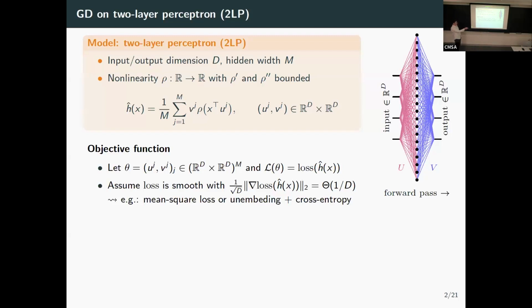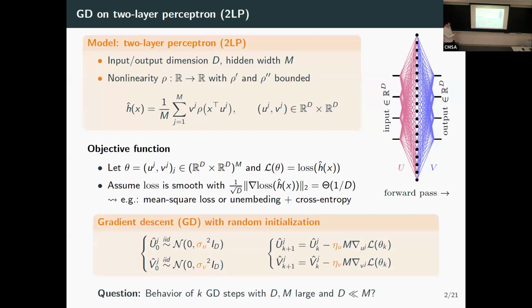And so I'm choosing a loss. I'm assuming this condition here, which is a natural way to ask that to make the loss decrease by theta of 1, I need the output of the neural network to move by theta of 1. So that's a natural condition for the scaling that we will assume here. And we want to study gradient descent from a random initialization. I'm sticking to gradient descent for simplicity here.